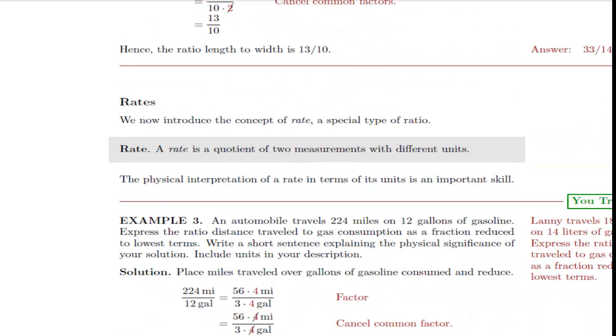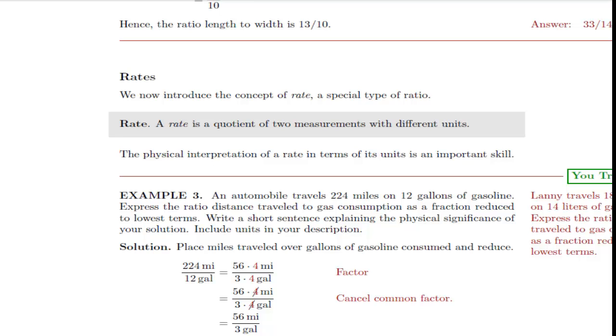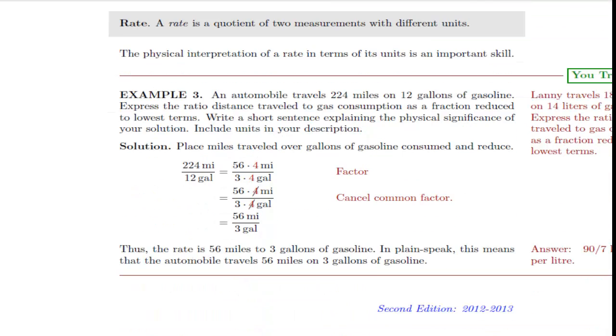Rates. We now introduce the concept of rate, a special type of ratio. A rate is a quotient of two measurements with different units. The physical interpretation of a rate in terms of its units is an important skill. Example 3. An automobile travels 224 miles on 12 gallons of gasoline. Express the ratio distance traveled to gas consumption as a fraction reduced to lowest terms. Write a short sentence explaining the physical significance of your solution. Include units in your description.